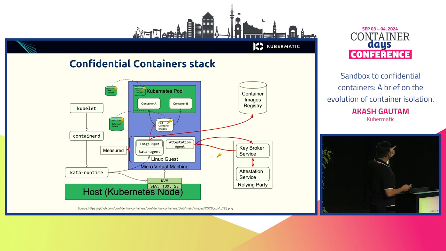Because confidential containers relies on Kata, and Kata requires nested virtualization, which cloud providers do not support. So we can have a different deployment method. With that, we can use it on cloud providers as well.